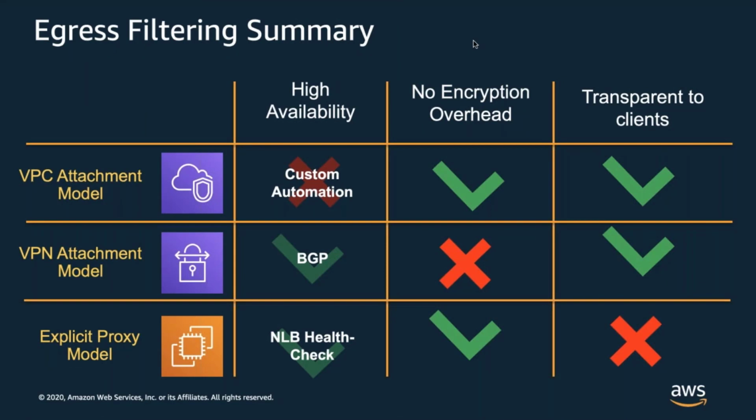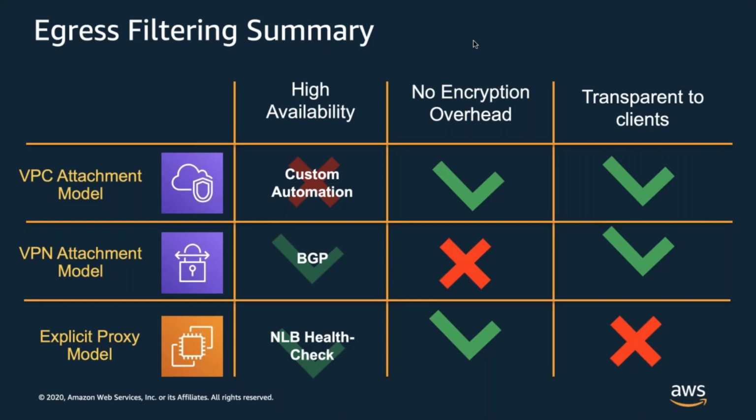Okay, so if we compare all three models side by side, we can focus on high availability, requirements for running encryption, which can potentially create some overhead, and then how transparent that model is going to be to clients. So if we look back at the VPC attachment model, that was when we were connecting a VPC with our security appliances to the transit gateway.